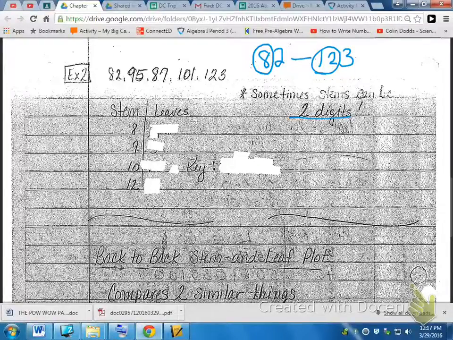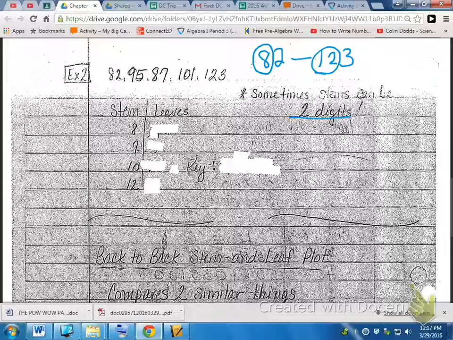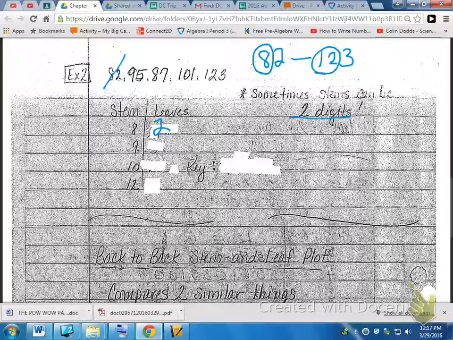So notice how I went ahead and put 8, 9, 10, 11, and 12. If I look at the numbers, I've got 82. So on stem 8, I'd put a 2. Where would the 95 go? I'd put a 5 on stem 9. What about 87? By the 8. And then 101, the 1 by the 10, and then 123, the 3.